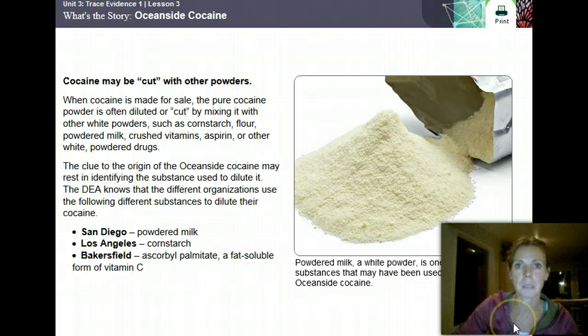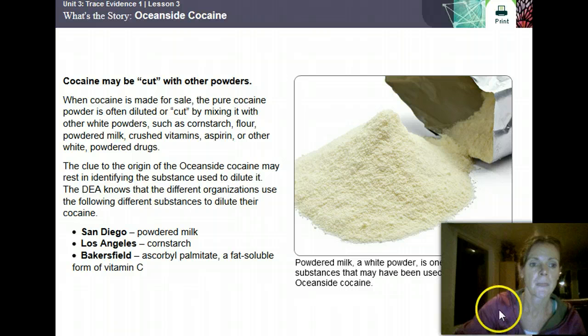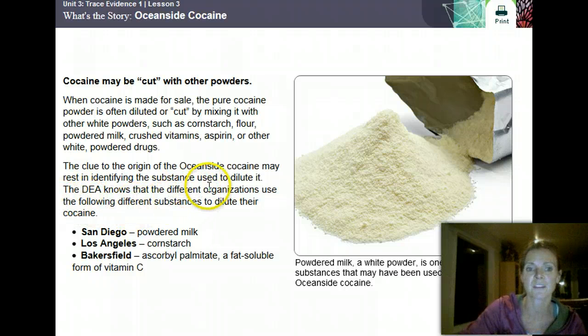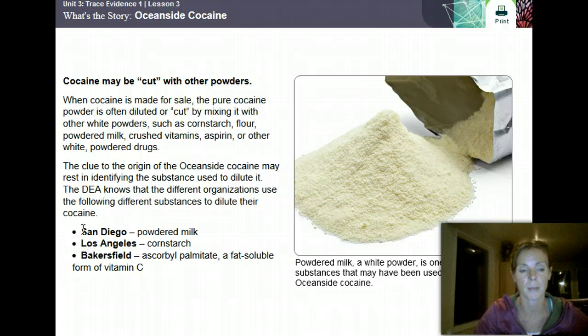So depending on the place, some people cut that cocaine with different substances. So basically it's saying in here, it says the clue to the origin of the oceanside cocaine may rest in identifying the substance used to dilute it. The DEA knows that the different organizations use the following different substances to dilute their cocaine. The San Diego area is using powdered milk to cut that cocaine. Los Angeles is using cornstarch, and Bakersfield is using a fat-soluble form of vitamin C. Okay, all are white powders.